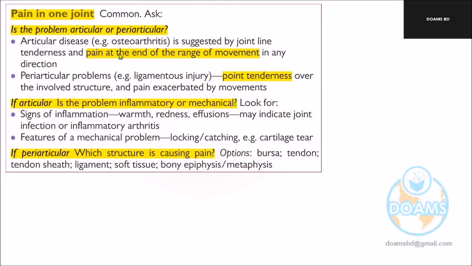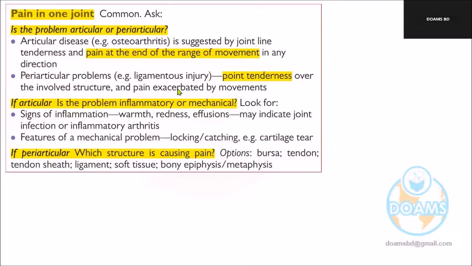If any patient presents with an articular or periarticular problem, definitely we should be able to identify whether the pain is articular or periarticular. We will summarize a little later, after a few slides, but just look at the periarticular problem. There will be point tenderness over the involved structures and the pain exacerbated by movements.